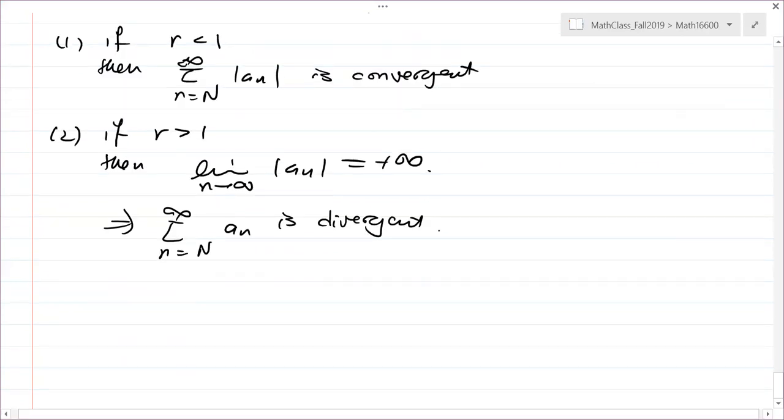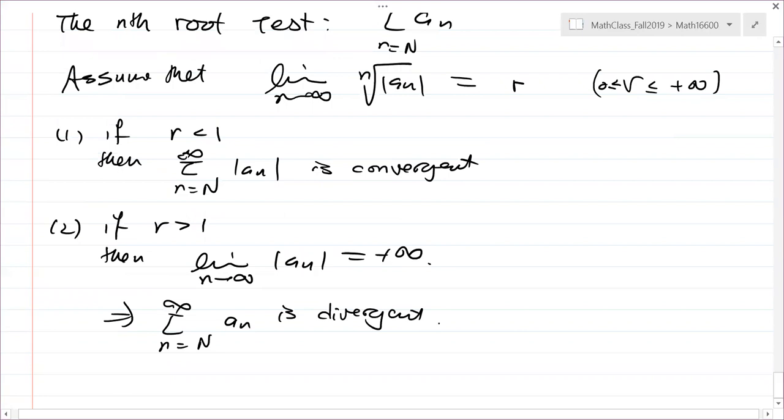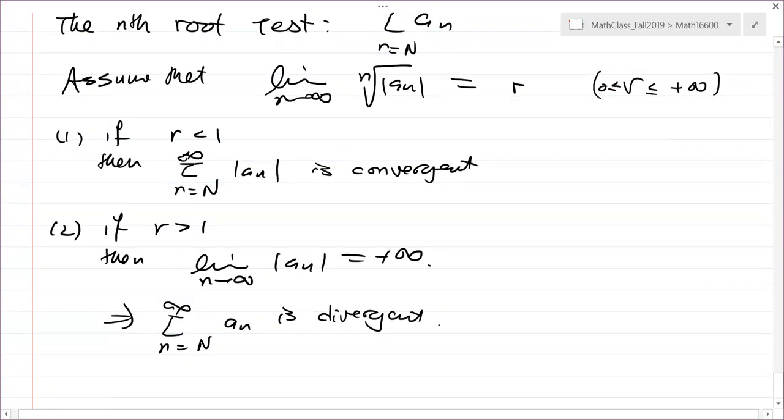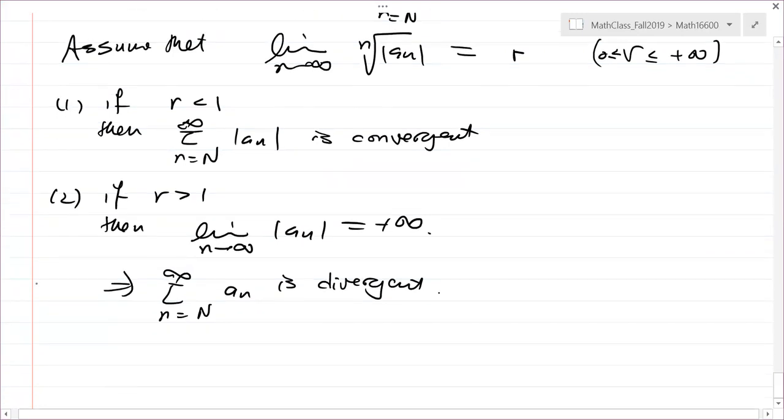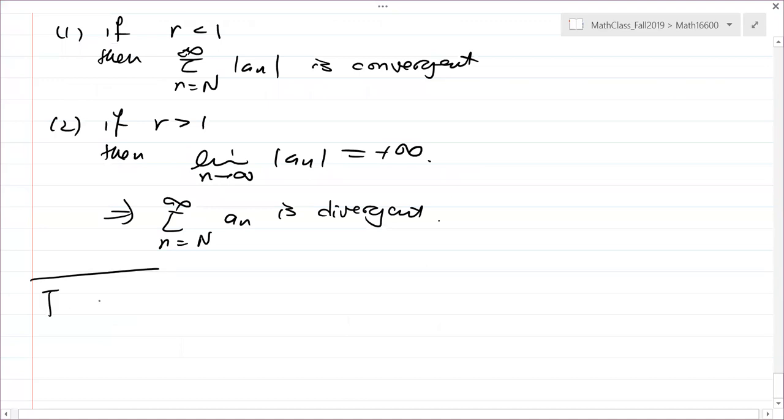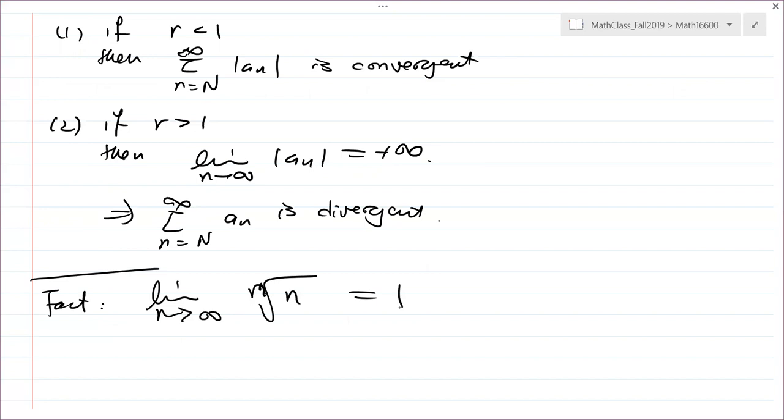But in order to use this nth root test, we have to use an important fact: the limit of the nth root of n is going to be 1. Why is this true? I think we did that before, but I can show you why here.